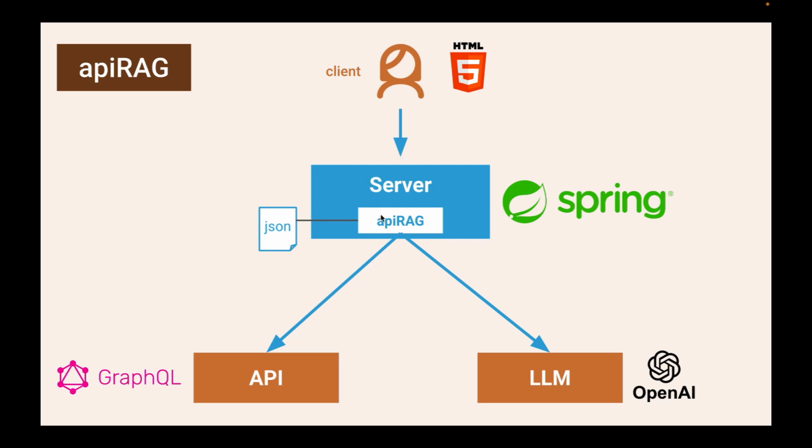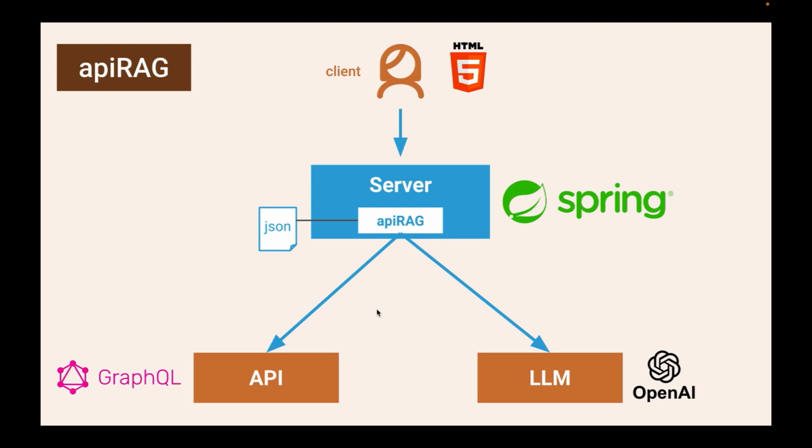Most of the magic happens on the server here, which uses the apiRAG library to coordinate between the API and the LLM. For the demo, we embedded apiRAG into a Spring Boot application, and we used a locally running GraphQL API to retrieve the data, and we used OpenAI's GPT model as our large language model. apiRAG is a library that is configured through a single JSON file, which determines the mapping between functions and API calls, so that the requests from the LLM for additional information can be translated to the API.